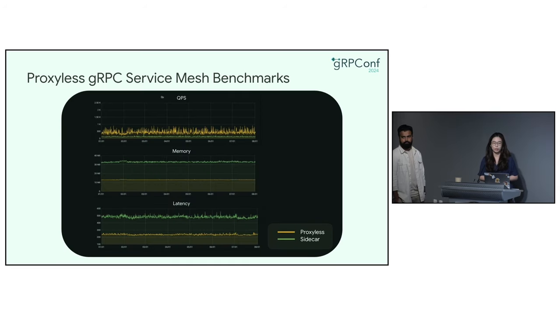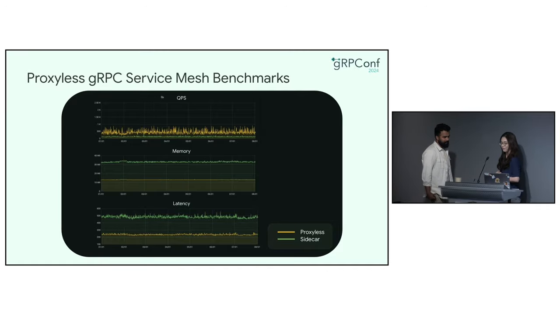Here we are showing the benchmark results of proxyless gRPC versus the sidecar proxies. Proxyless gRPC delivers a higher QPS, translating to cost savings through reduced infrastructure requirements. Proxyless gRPC also gives you lower memory usage and improved application responsiveness. Now let me hand it over to Arvind to show you how you can get started using proxyless gRPC.